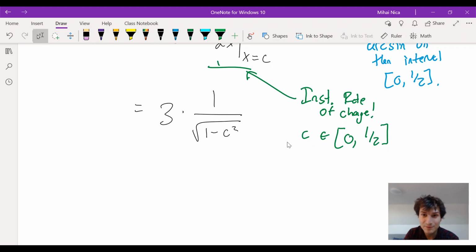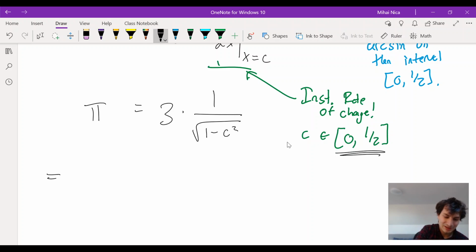And this is true for some value of c in the interval 0 to a half. So pi equals 3 times 1 divided by the square root of 1 minus c squared. Now the nice thing about this, I don't know the value of c, but I know that c is between 0 and a half. So using this, I have an approximation for pi.